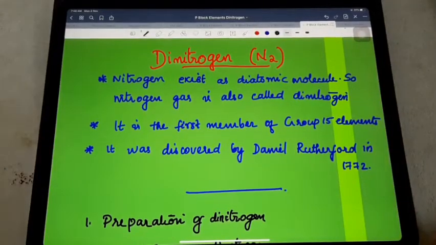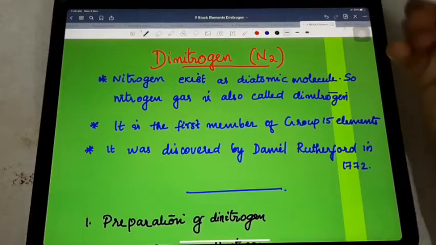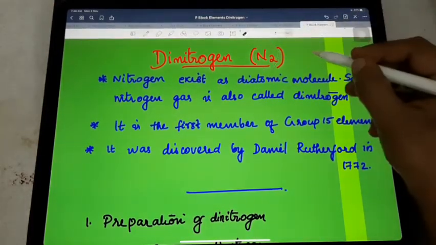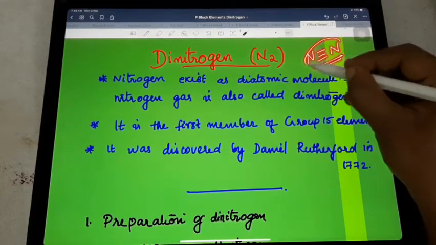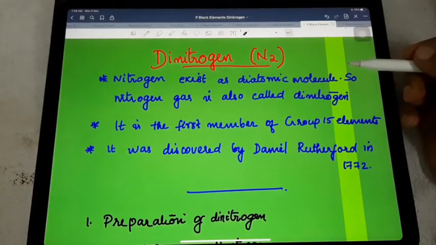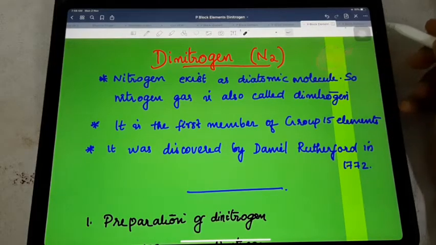Hi children, today's chemistry topic is dinitrogen. The dinitrogen formula is N2. You know that N2 exists as a diatomic molecule in the form of N triple bond N. So nitrogen gas is also called dinitrogen.